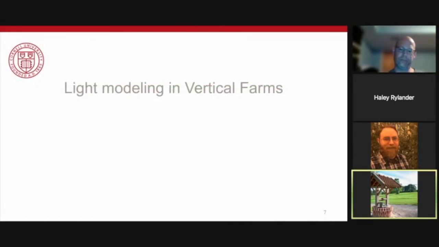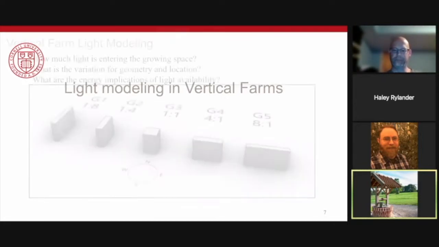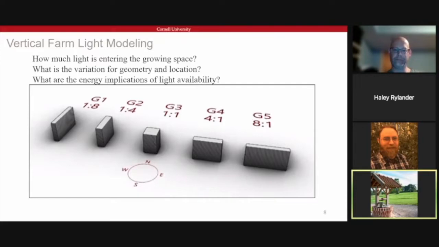Now I'm going to be talking about light modeling in vertical farms. One of the first questions we wanted to ask was how much light is actually entering into the growing space? Proponents would say that introducing transparent glazing will cover the lighting you need for growing crops. But is that true? And also, how much does this vary with the geometry of the building or the location? And finally, the cash value of this is what are the energy implications of this light availability?